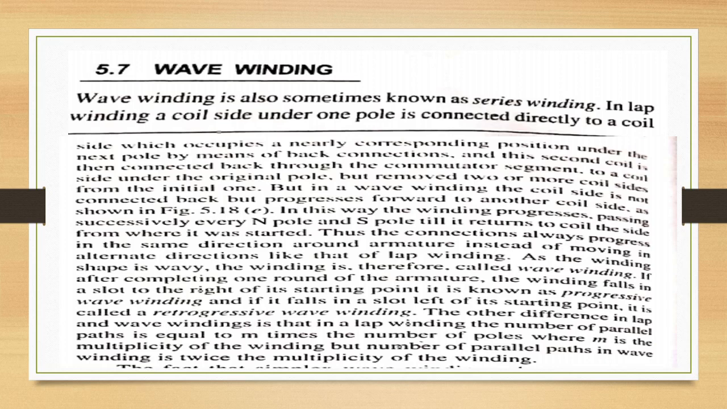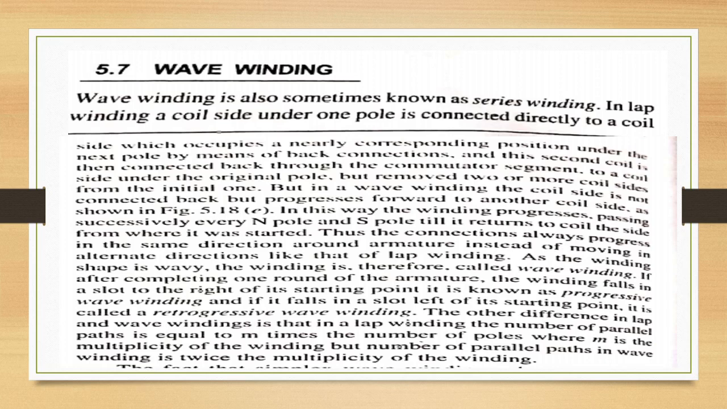And this second coil is then connected back through the commutator segment to a coil side under the original pole, but removed two or more coil sides from the initial one. But in a wave winding, the coil side is not connected back but progresses forward to another coil side. In this way, the winding progresses, passing successively every north pole and south pole, till it returns to the coil side from where it was started.